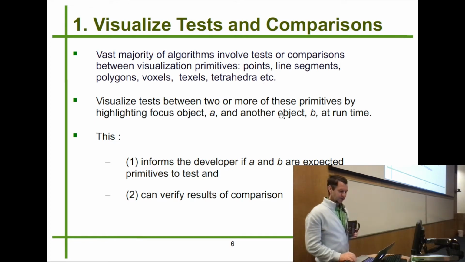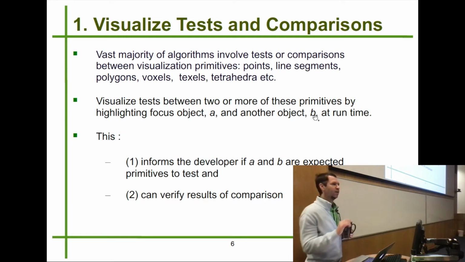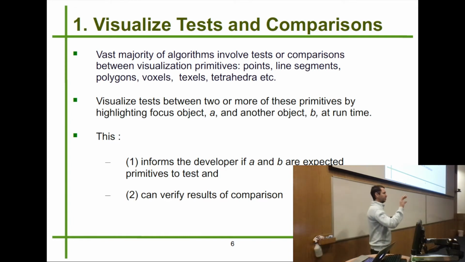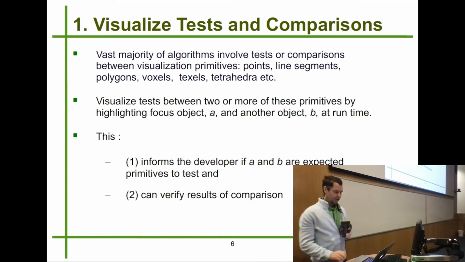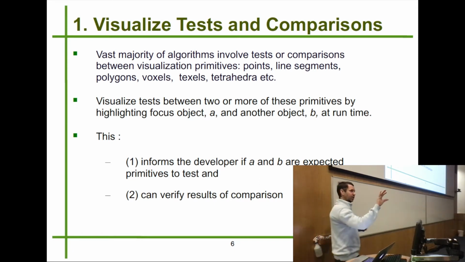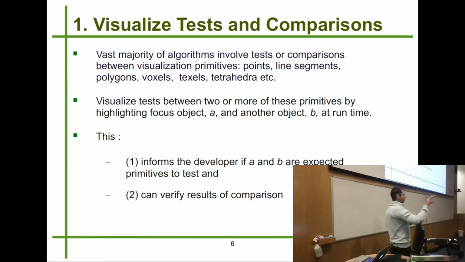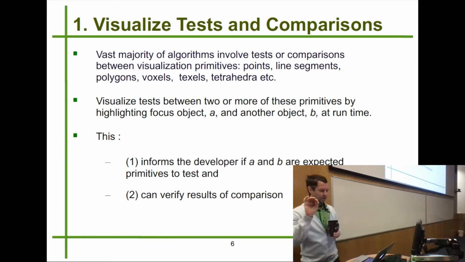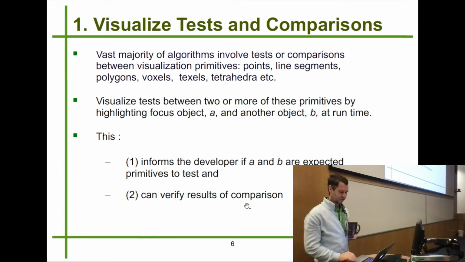So we can actually show the two objects, like object A and object B, at runtime, show them on the screen and see if the comparison behavior is working like we're expecting. Right? You can see those objects if you implement this strategy. So visualizing tests and comparisons informs the developer if A and B are as expected, like if you're seeing what you're expecting to compare, firstly, and then the results of the tests, right? So we can verify the results of the comparison visually.